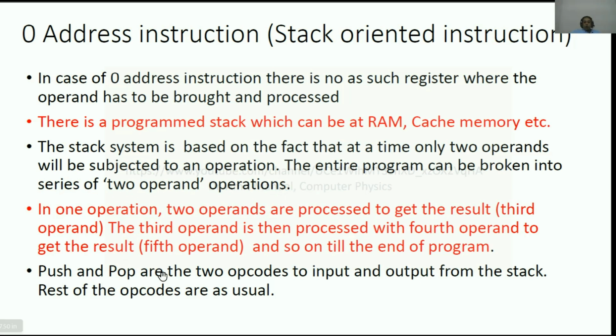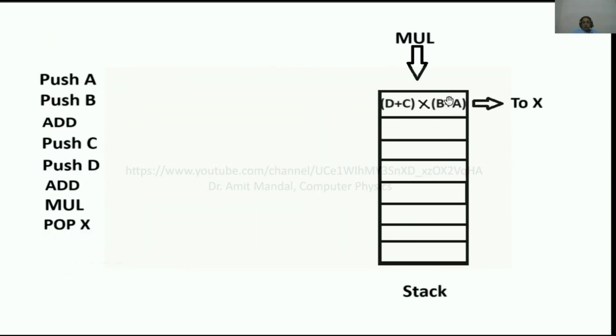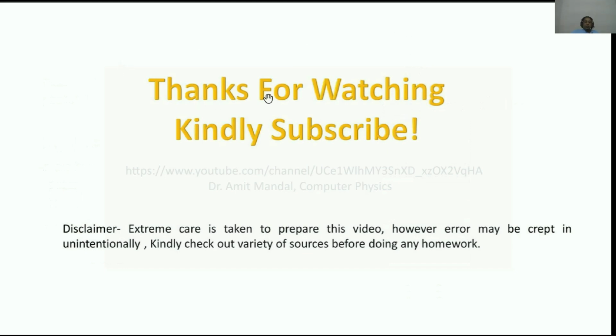Push and pop are the two main opcodes to input and output from the stack. In case the push command is there, it is to input the data in the stack, and if the pop command is there, it is to remove the data from the top of the stack. So input will occur from the top, as well as output will also occur from the top. When we use the pop command, it is removed. So I hope by this small lecture you would have understood how to categorize the instruction set of a CPU with respect to the address points it is handling. Thank you.